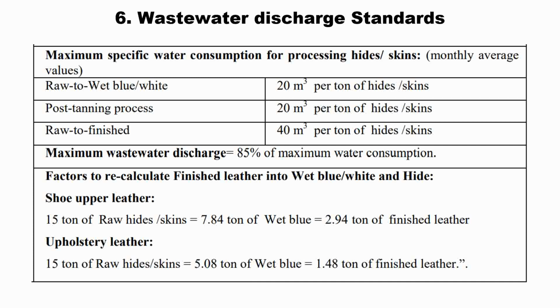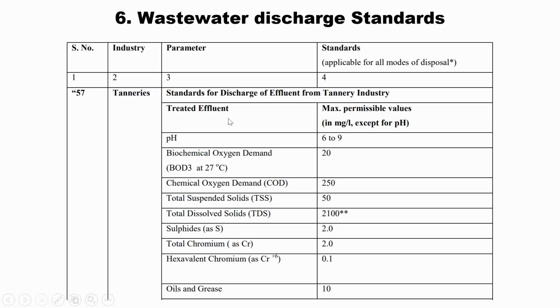And maximum water consumption, as mentioned, is for raw to wet blue 20 meter cube per ton of hide, post tanning process 20 meter cube per ton, and raw to finished 40 meter cube. So the maximum wastewater discharge is 85% of maximum water consumption. You can see this line: maximum wastewater discharge equals 85% of maximum water consumption. Means suppose that 100 liters of water is used, then 85 liters will go into waste. So this is all taken from the CPCB website data only.